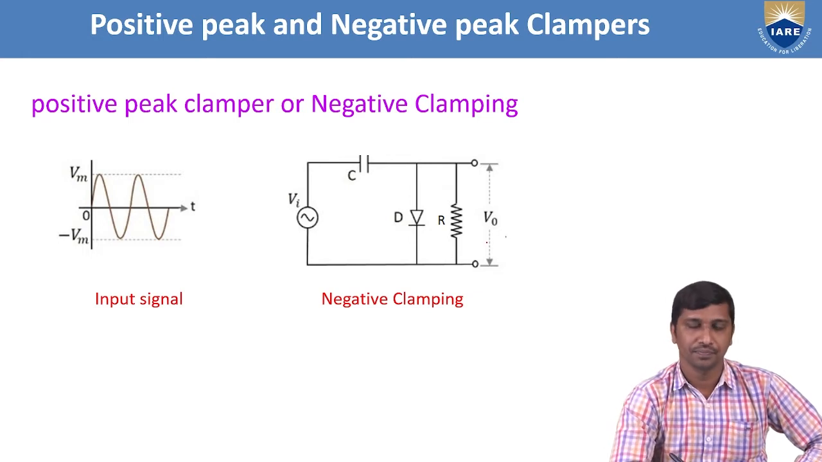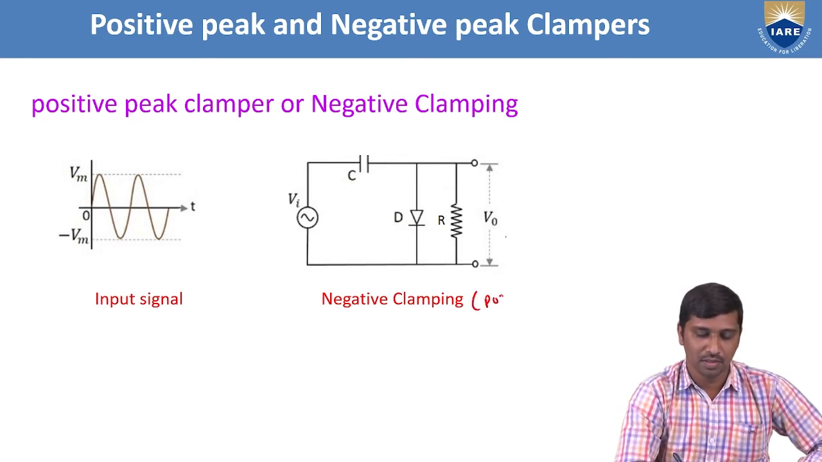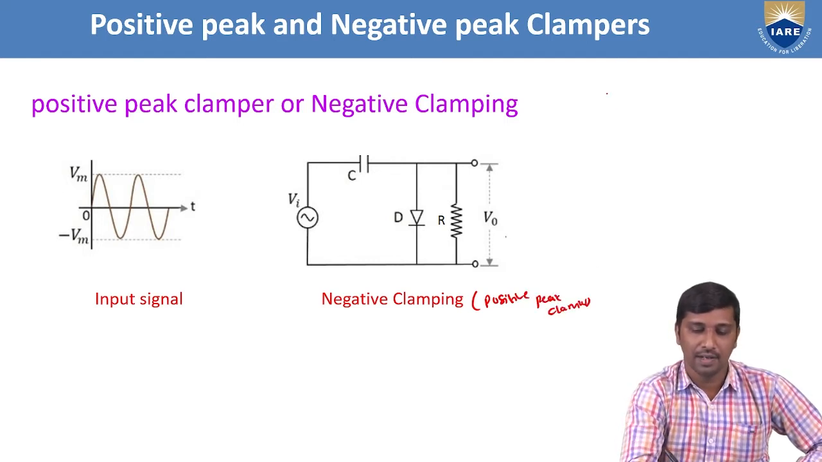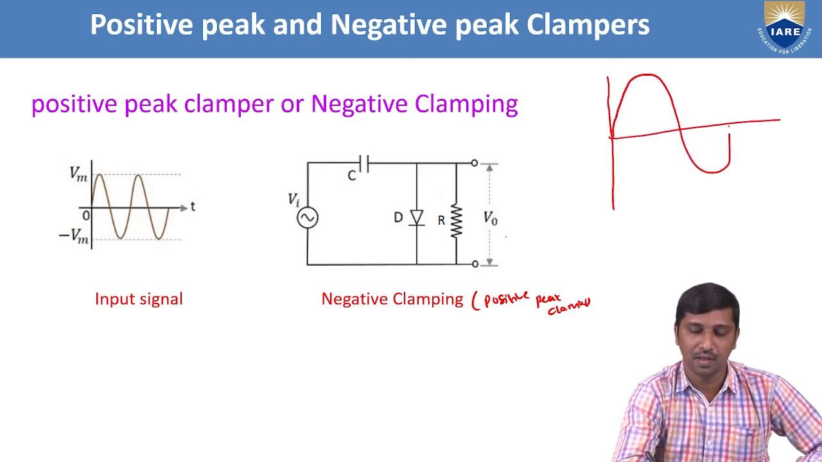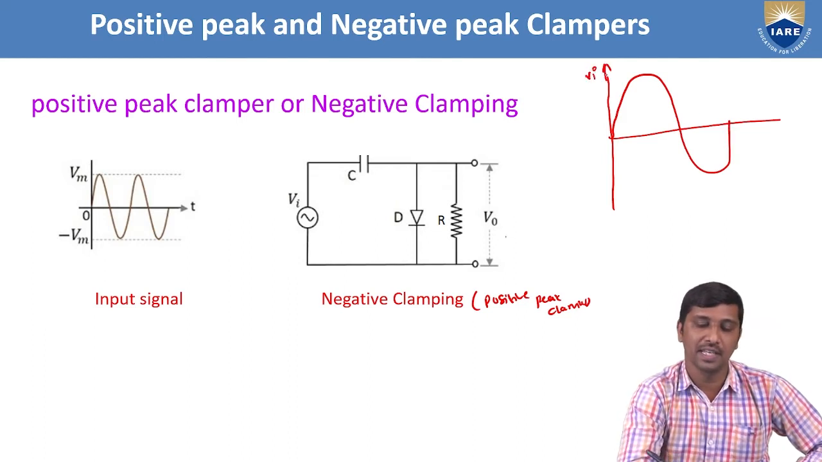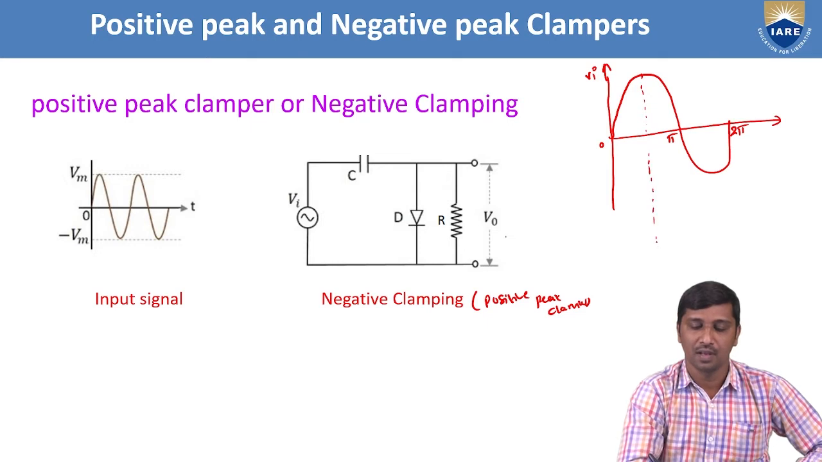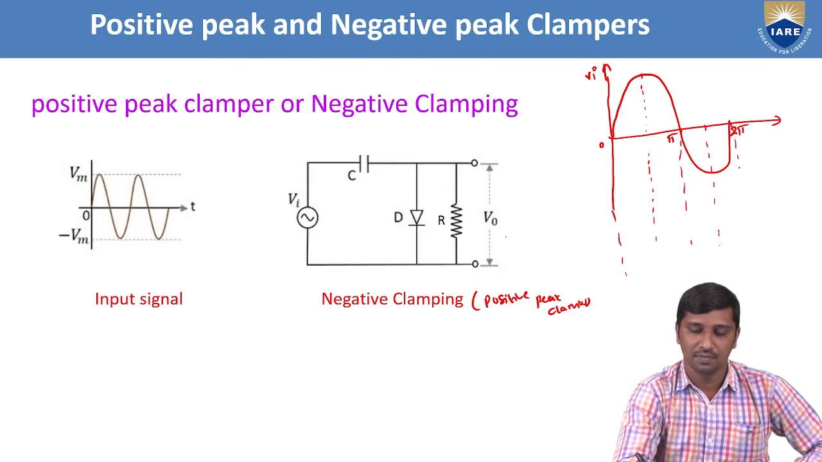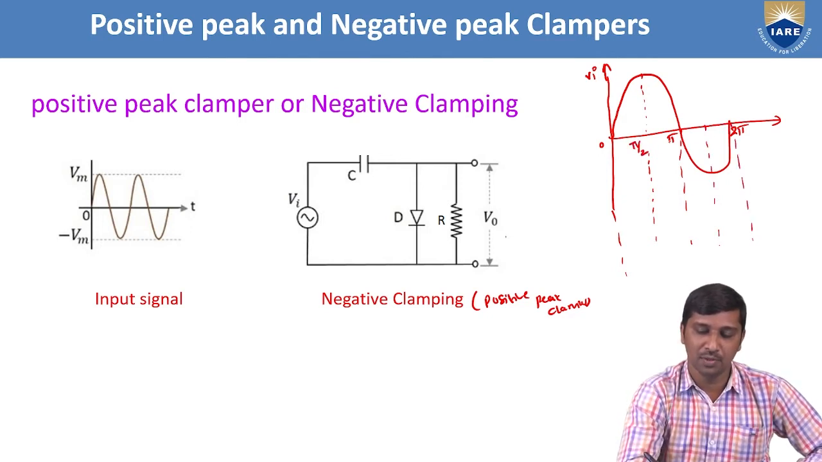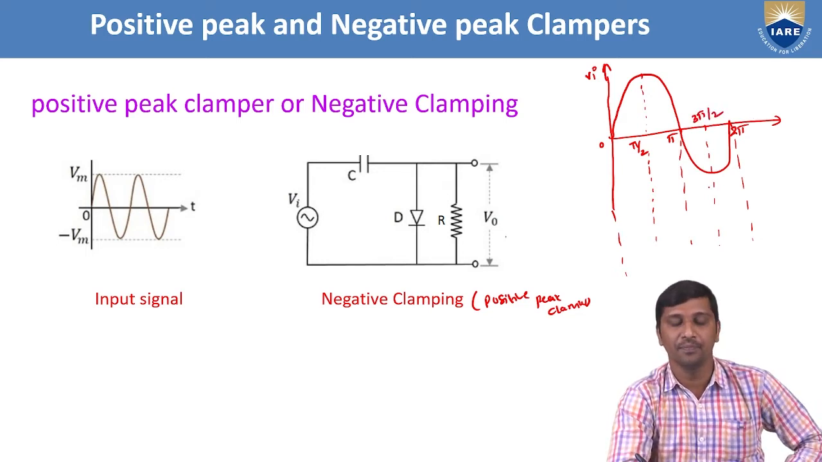So for this case, let us say this is called a positive peak clamper. Let us consider the durations with respect to your input signal. Here we represent this as Vi, 0, pi, and 2 pi. Let us consider the quarter cycles also: 0 to pi by 2, pi by 2 to pi, 3 pi by 2, and 2 pi duration here.